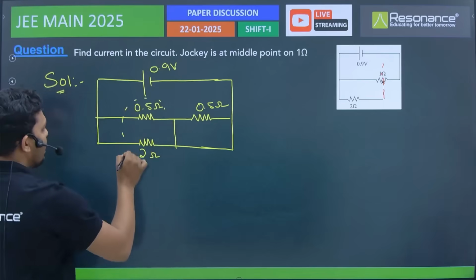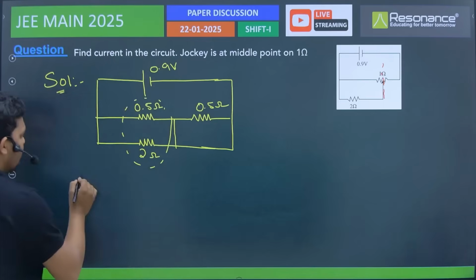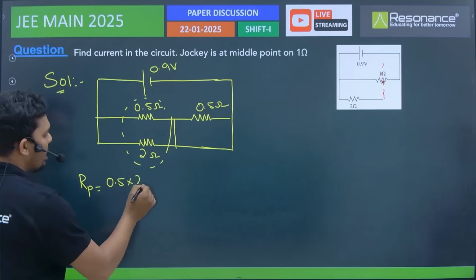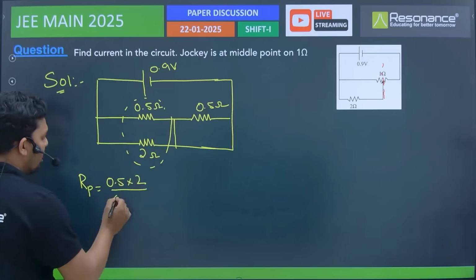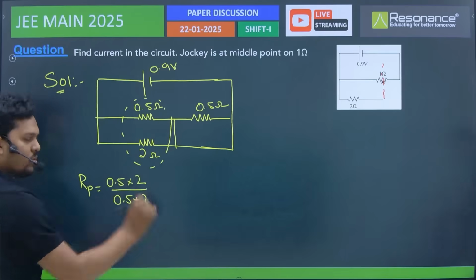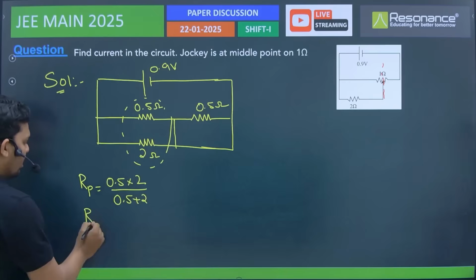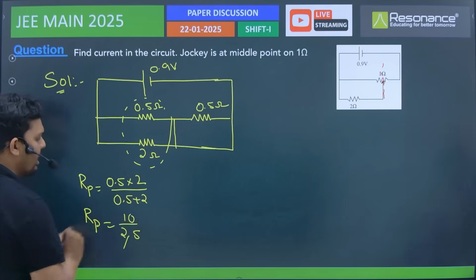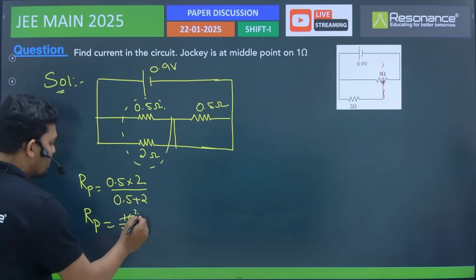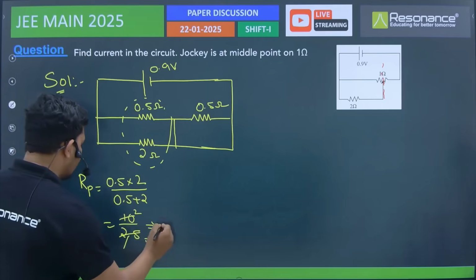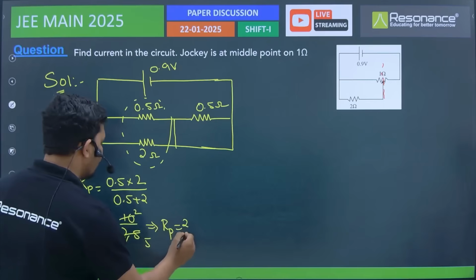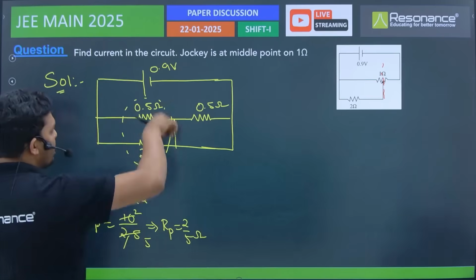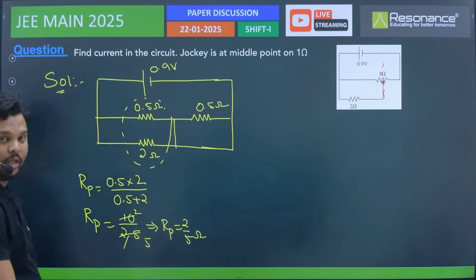As these two are connected in parallel, the new resistance Rp will be equal to R1 R2 by R1 plus R2, that is 0.5 times 2 by 0.5 plus 2. So Rp will be equal to 1 by 2.5. If I remove the decimal point, it's going to be 10 by 25, which is 2 by 5. So the resistance which is connected in parallel is going to be how much? 0.4 ohms. Therefore, this whole resistor will be replaced by 2 by 5 ohms.